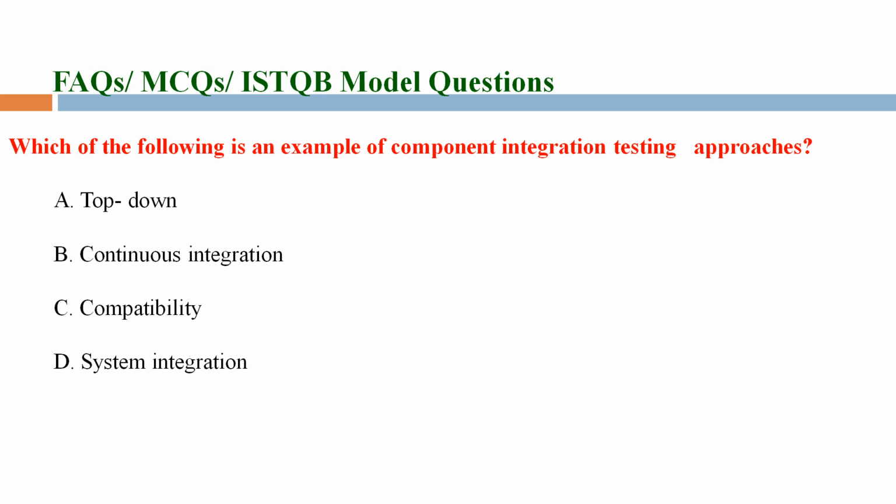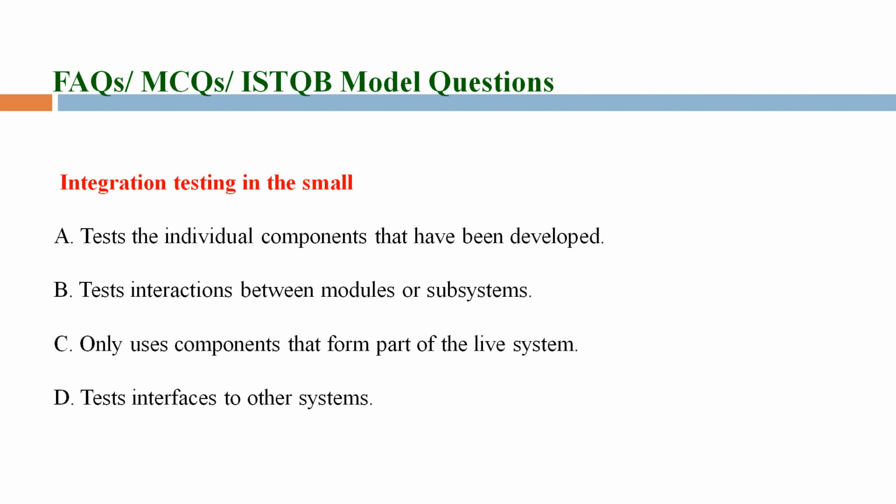Next, which of the following is an example of component integration testing approaches? It's a simple question. There are 4 approaches: top-down approach, bottom-up approach, hybrid approach, and Big Bang approach. So option A is the correct one. Continuous integration, compatibility, and system integration are wrong, and the top-down approach is the correct one, right? Integration testing in the small. Choose the correct option. Guess the correct option.